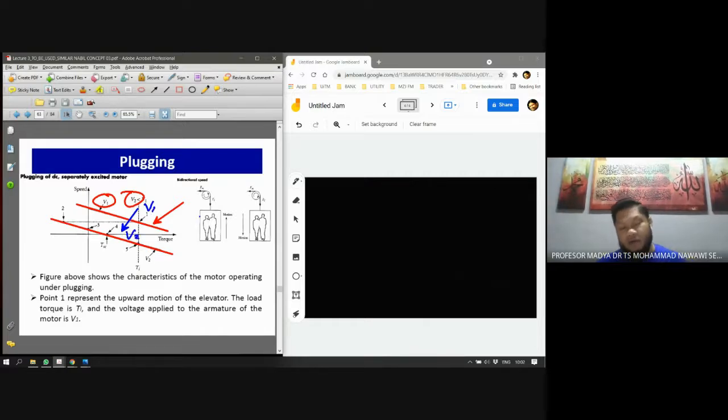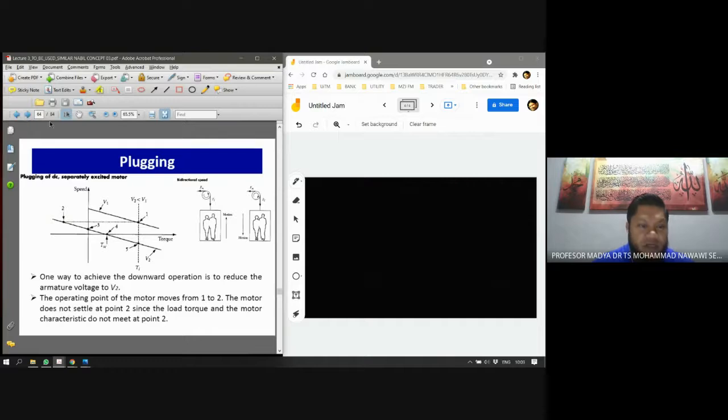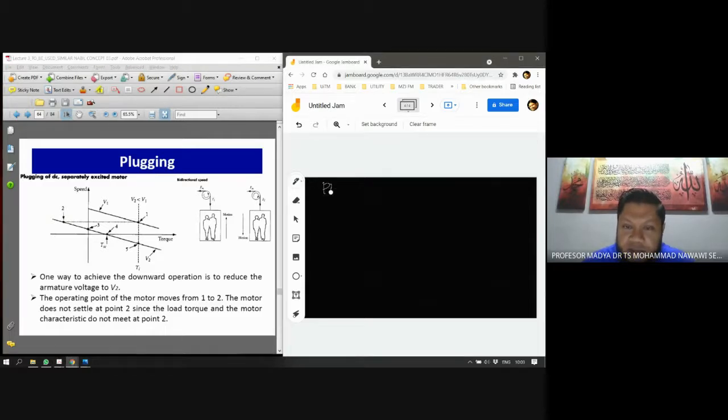For a value of V2, you can move this characteristic downwards until you reach this particular point. So point 1 represents the upward motion of the elevator, the load torque is TL, and the voltage applied to the armature of the motor is V1. Okay, so now let's move on. One way to achieve downward operation is to reduce the armature voltage to V2. I'm going to write here so I can show you.